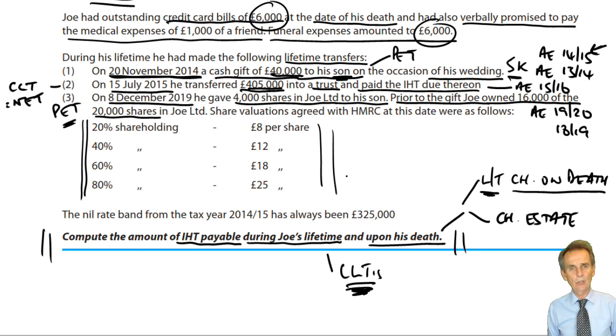So what we're going to have to do to compute the transfer of value before then deducting any exemptions, we've seen that 2 annual exemptions would be available here. But to get the transfer of value, we look at what did he have before, 16,000 shares, with what did he have after having given away 4,000.